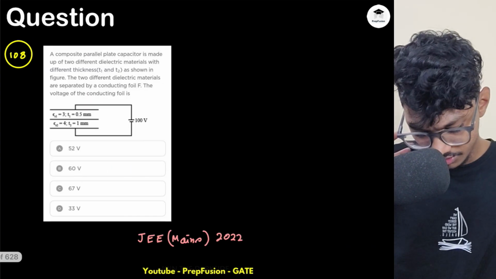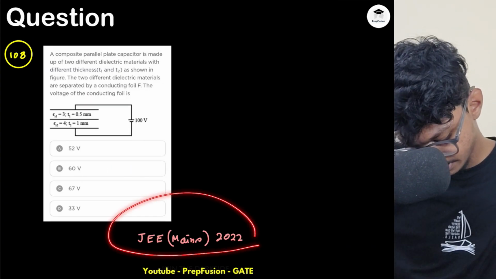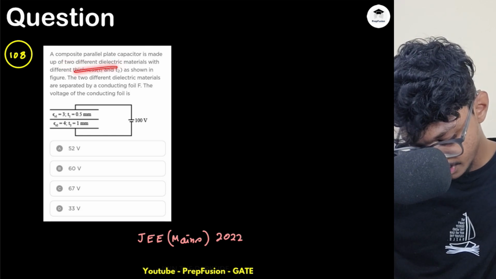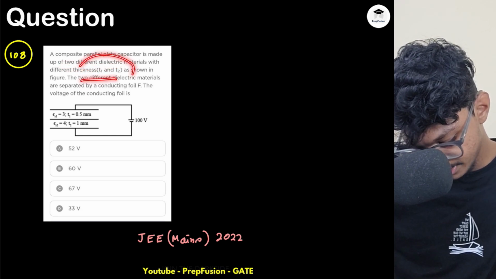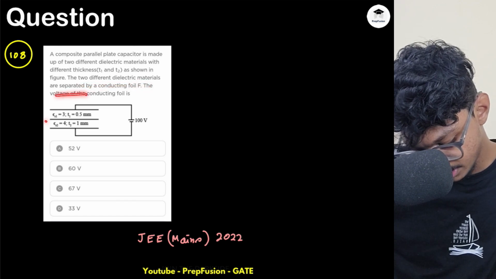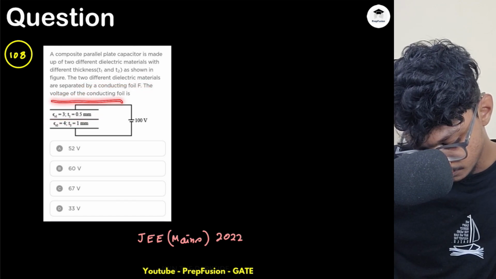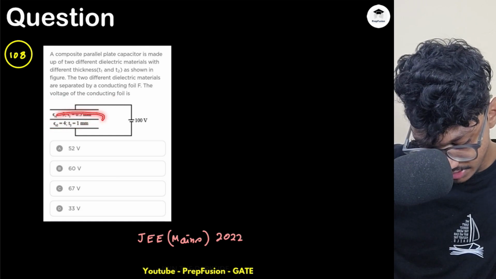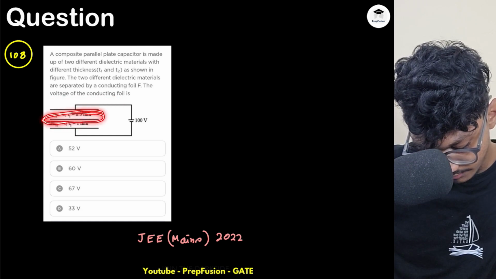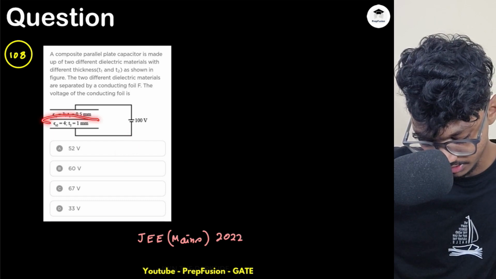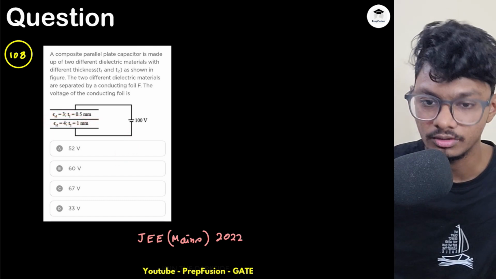Okay, another question, very simple. In JEE Mains they have given: the composite parallel plate capacitor is made up of 2 different dielectric materials of different thickness. As shown, the 2 different dielectric materials are separated by a conducting foil F. The voltage of the conducting foil. Here they are asking me what is the voltage of the conducting foil with respect to some common ground. So I will assume this as ground. What is the voltage of this conducting foil?